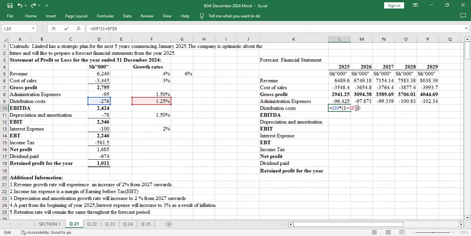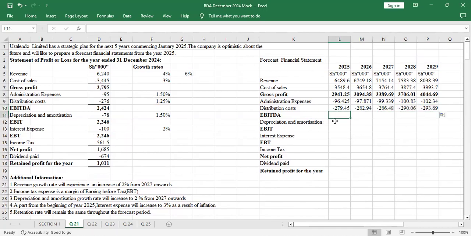So I'll lock it also and enter. So once I enter that, I'll also do the same for the second year. I'll pick that, then I'll multiply by bracket 1 plus the growth rate, which under distribution was 1.25. So I'll also lock it completely. Enter. So once I've entered that, I just drag, and those other values will appear automatically.